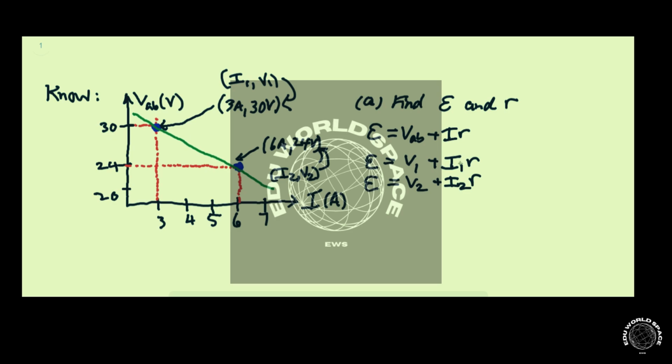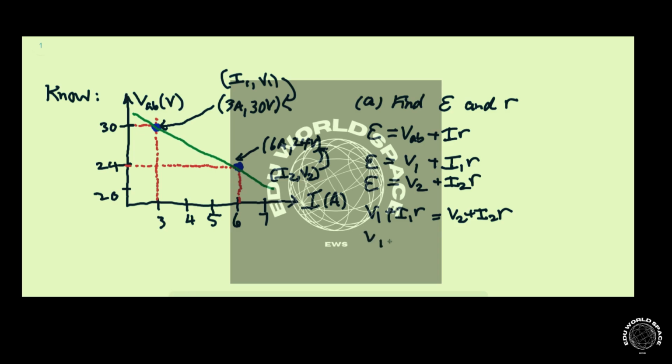And so let's solve for R, the internal resistance first. So we can eliminate the EMF. So we just set these two equations equal to each other. So we have V1 plus I1R, sorry, not R1, just R, is equal to V2 plus I2R. And the idea is to solve for R. So what we can do is just rearrange the equation. So let's move V2 on this side and I1R on this side.